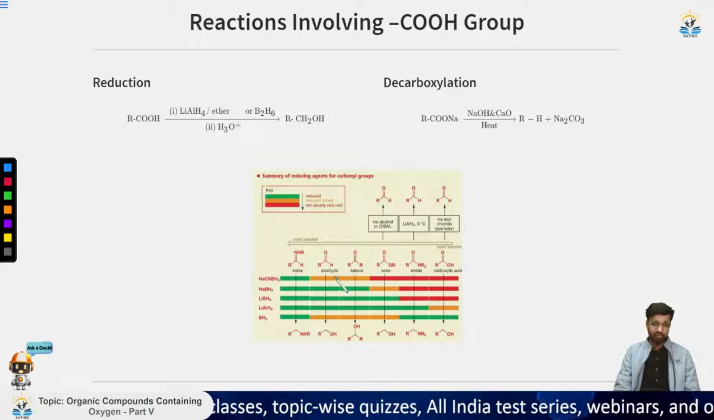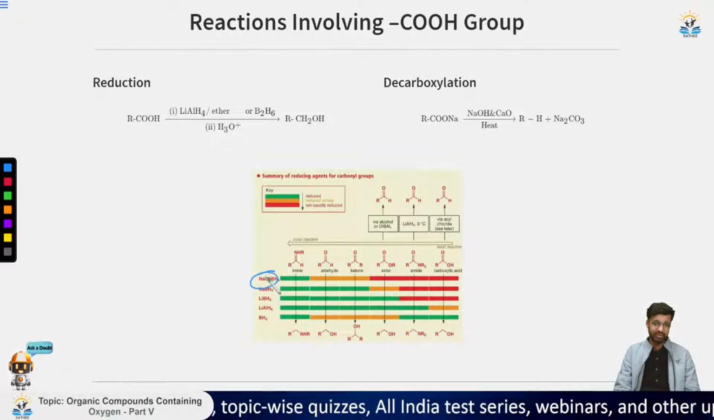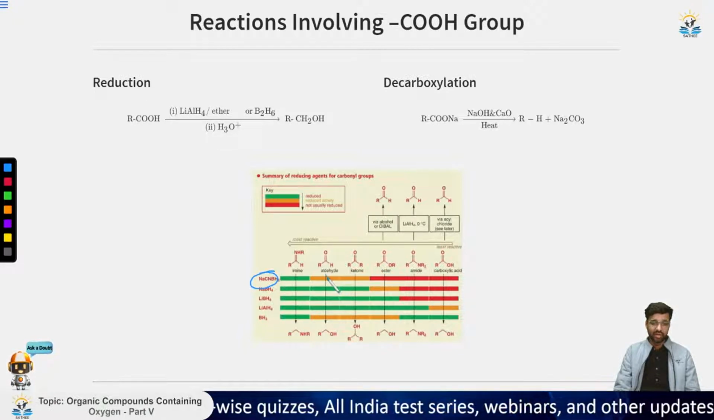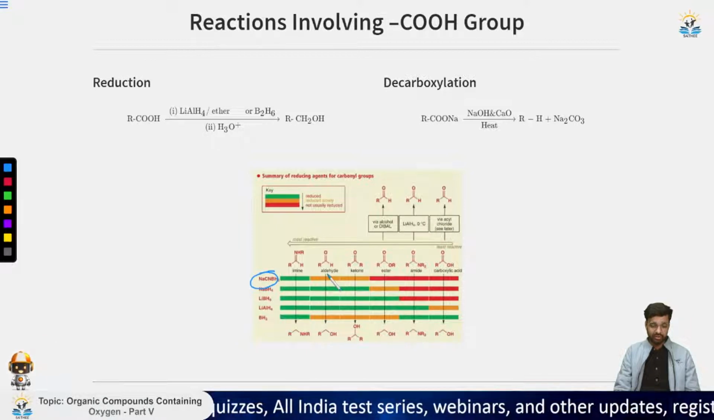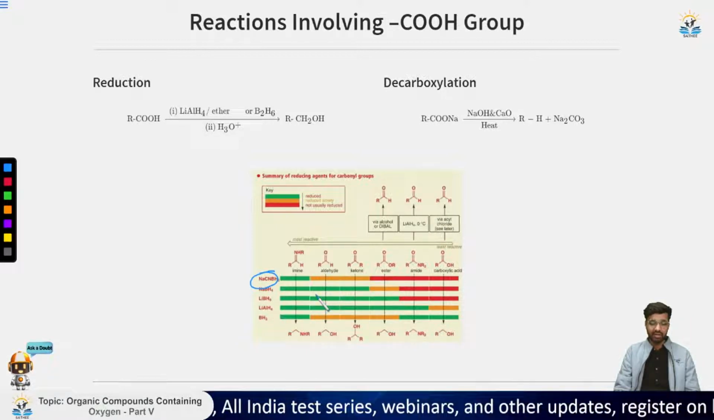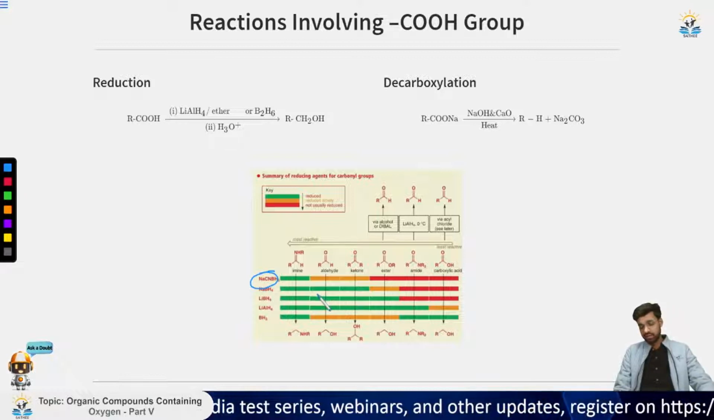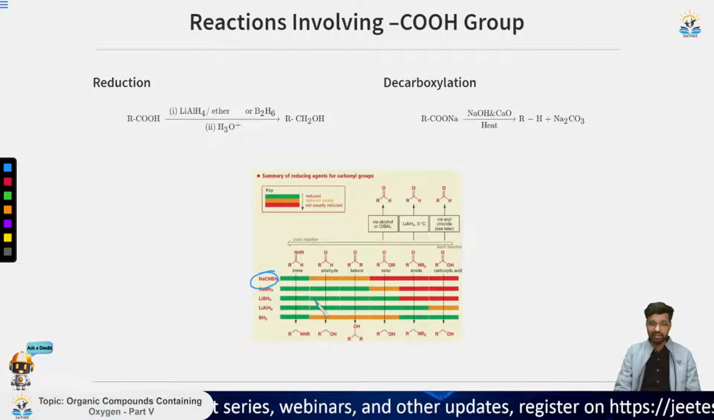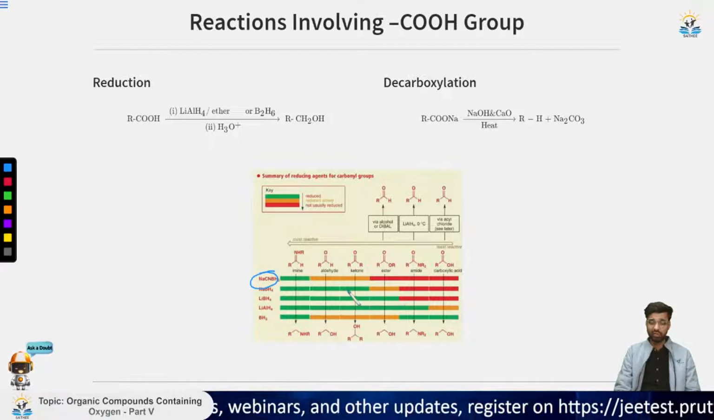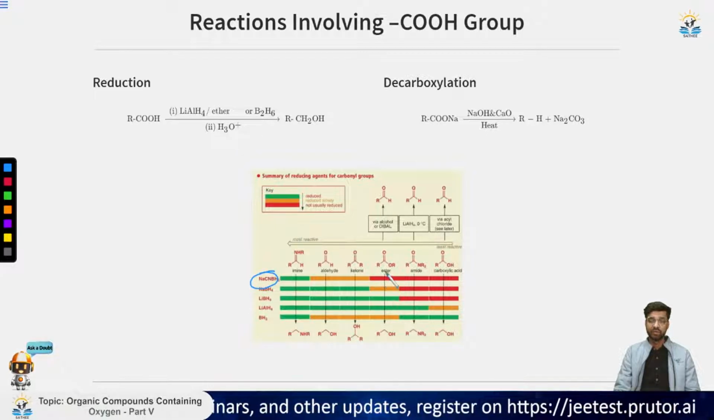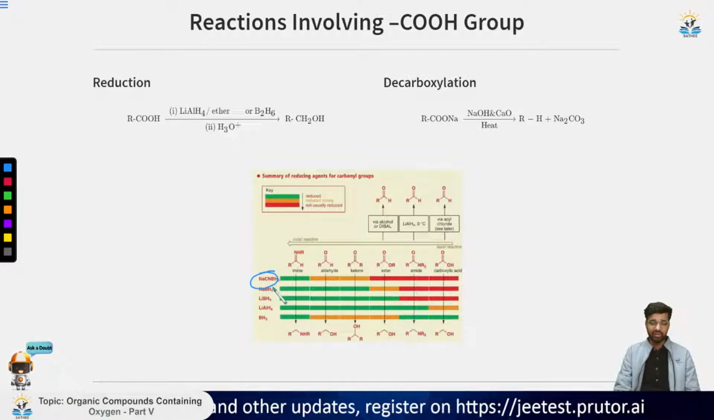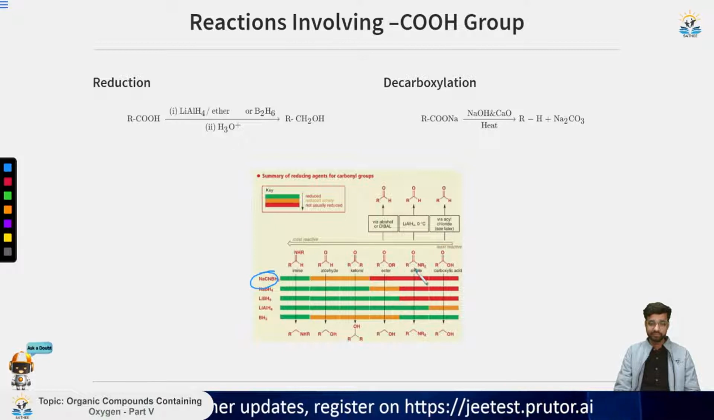Then ester cannot be reduced using this NaCNBH3. So the yellow color denotes that it is reduced slowly, the green color indicates that it can be reduced easily, and the red color means it cannot be reduced using this reagent. So ester cannot be reduced using NaCNBH3.